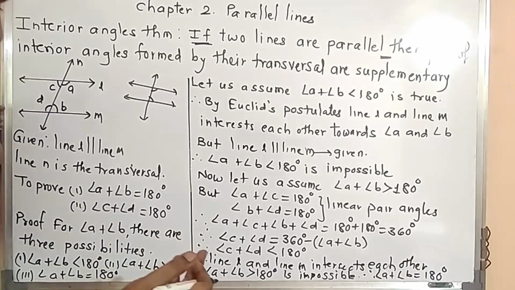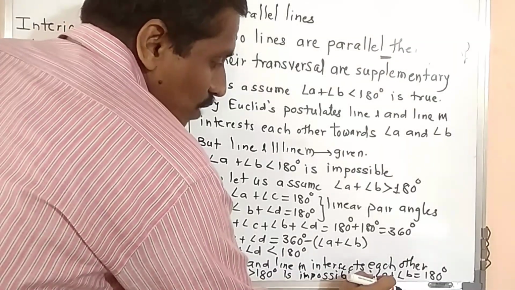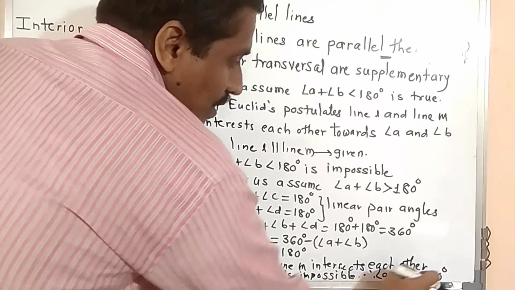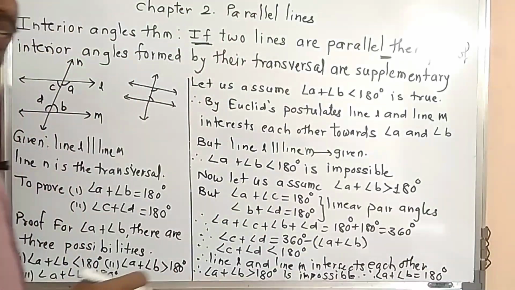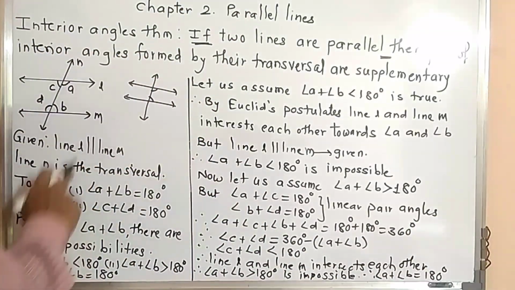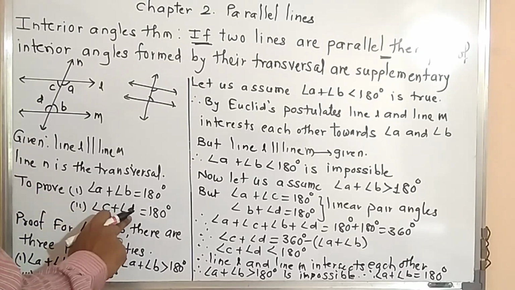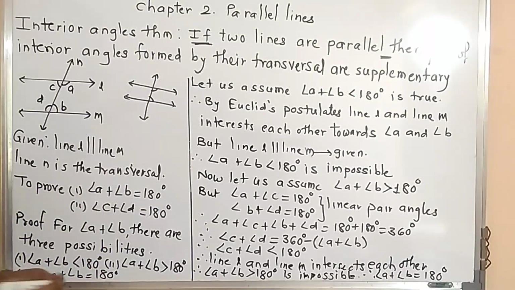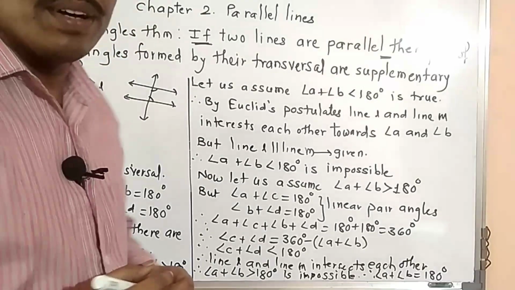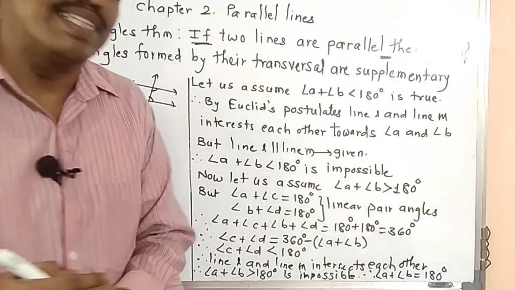So obviously the third possibility, that is angle A plus angle B is equal to 180 degrees, is the true one. Angle A plus angle B is equal to 180 degrees. Similarly, we can prove angle C plus angle D is equal to 180 degrees. Thus, we have proved the interior angles theorem.